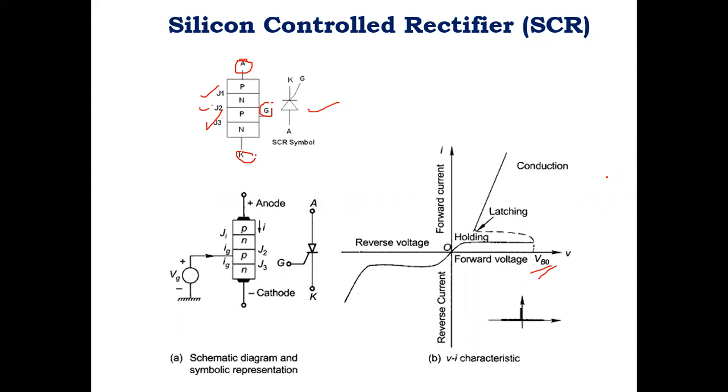This is the basic symbol of the silicon controlled rectifier. We have 4 layers, that is PN, and another PN. So these 4 layers generate 3 junctions: junction 1, junction 2, and junction 3. One end is the anode end, another is the cathode end, and another one is G, that is the gate, which controls the current flow through the PN junctions. Okay, so this is the VI characteristics of the SCR.